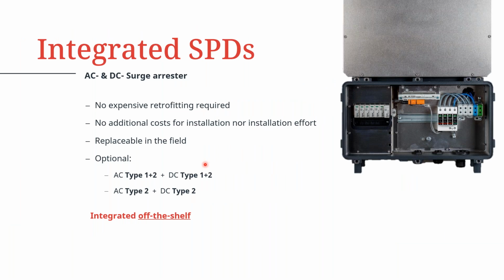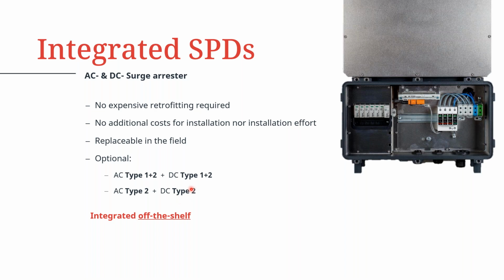Another huge departure would be the integration of both AC and DC SPDs within the inverter. We are used to only DC SPDs for Snap inverters, but the inverter now integrates right from the factory both AC and DC SPDs. So this can be a choice between, on the AC side, either type 1+2 or type 2. And respectively, also for the DC side, you can choose between type 1+2 or type 2.